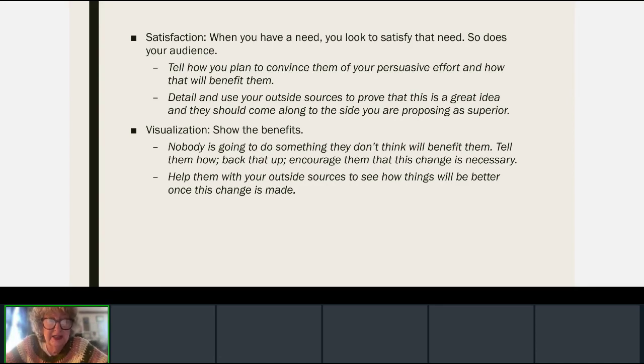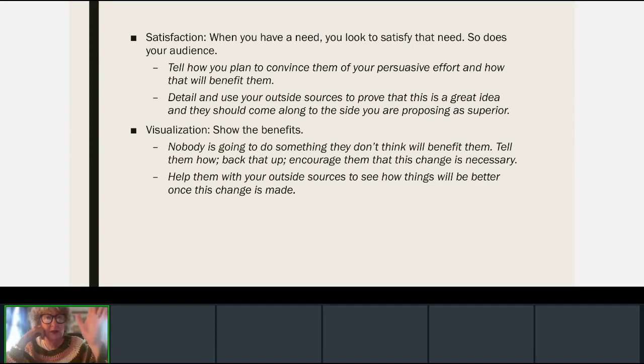Okay. So you detail and use your outside sources to prove what a great idea it is to quit smoking, and that they should come to your side of the fence because blah, blah, blah. So you're showing them what's in it for me. And by showing them what's in it for me, you're also making it so that the audience understands where this is going, and there's not any gray areas there.